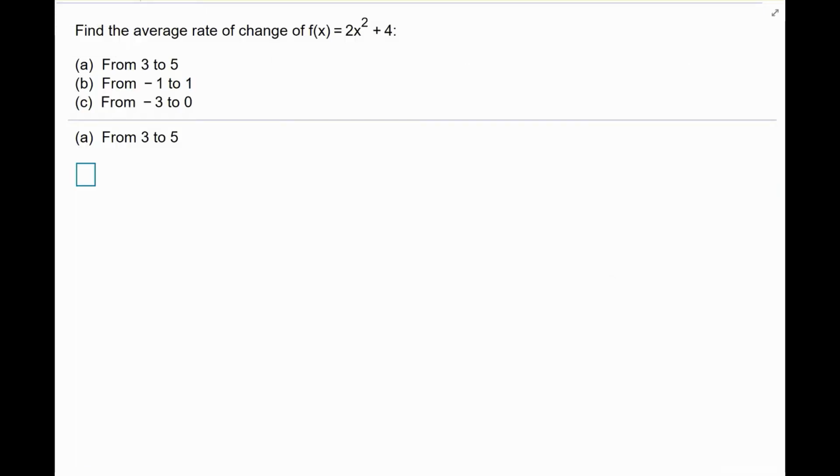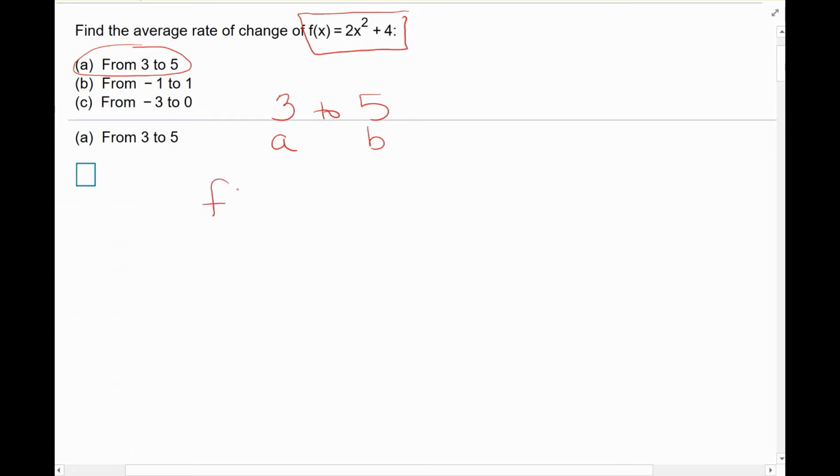So here's an example right here. This is an example of a curve, right? If you drew this on the XY plane, it would make a parabola. We're going to find the average rate of change in 3 different areas. The first one is going to be from 3 to 5. So I look at 3 to 5. I'm going to look at 3 as my A value, and I'm going to look at 5 as my B value.